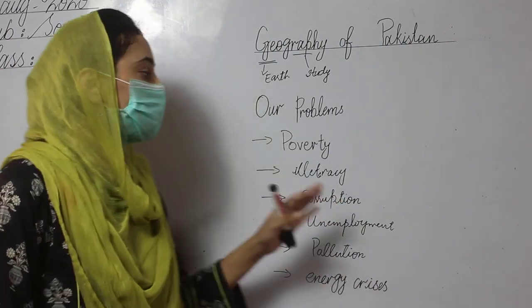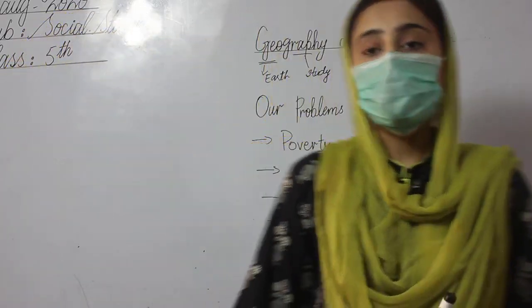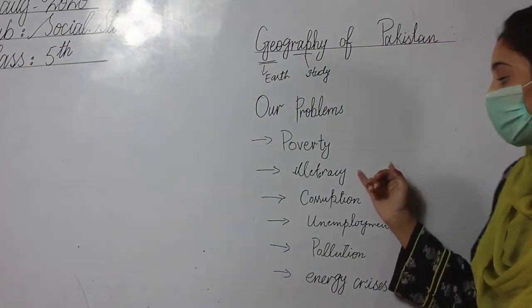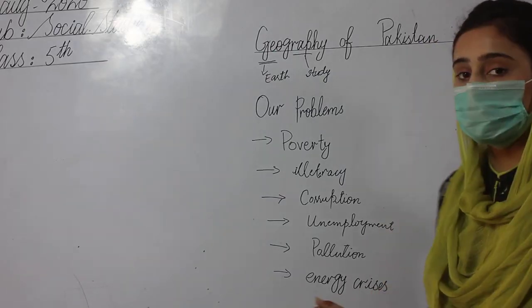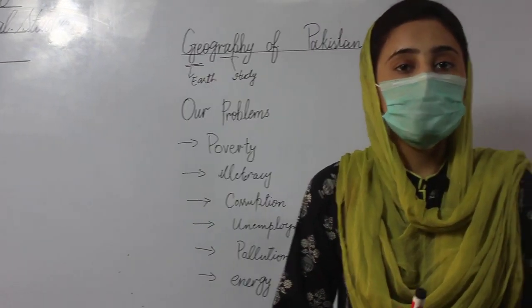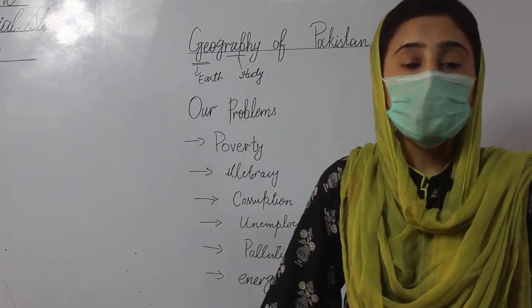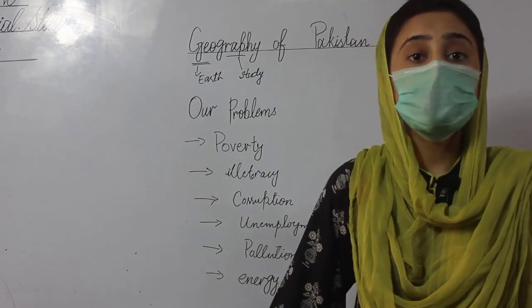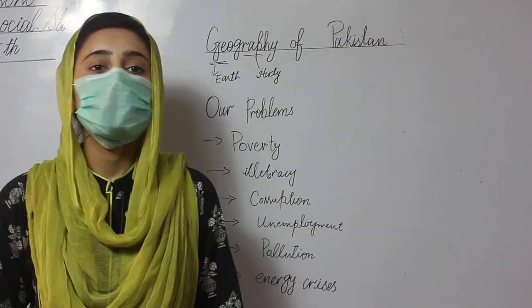First of all, you will tell me the solution of poverty, how we can overcome poverty, how we can overcome illiteracy, corruption, unemployment, pollution and energy crisis. These are all problems that are faced by Pakistan, and its effect is only on the inhabitants of Pakistan, the citizens of Pakistan like you and I.